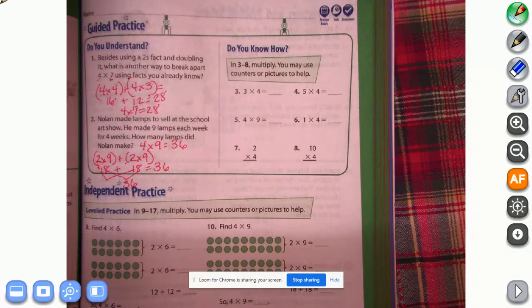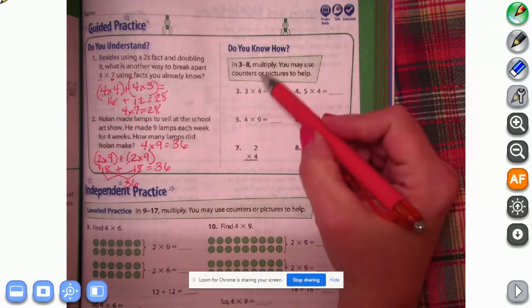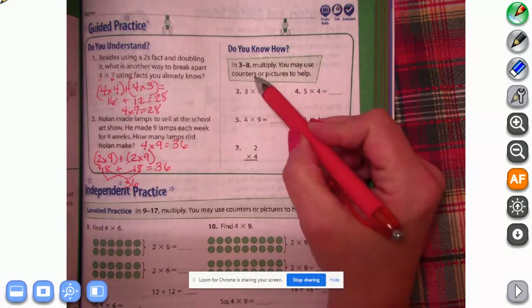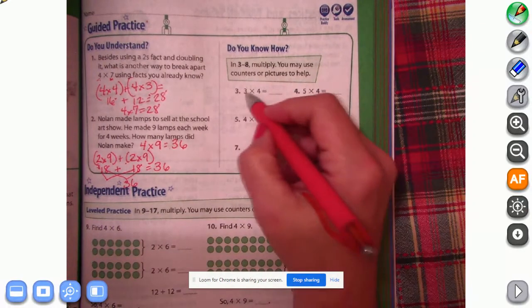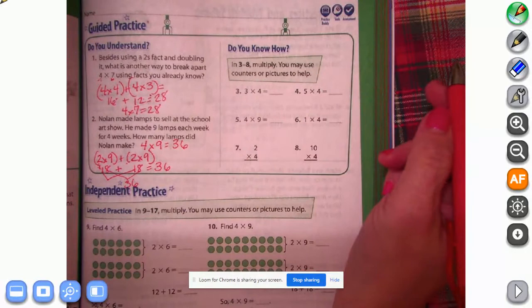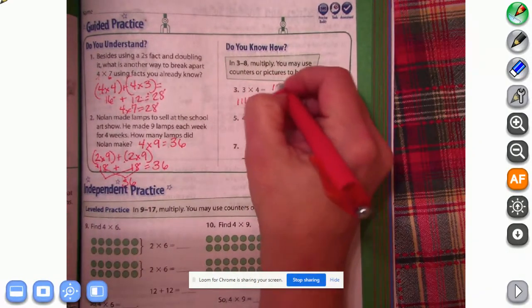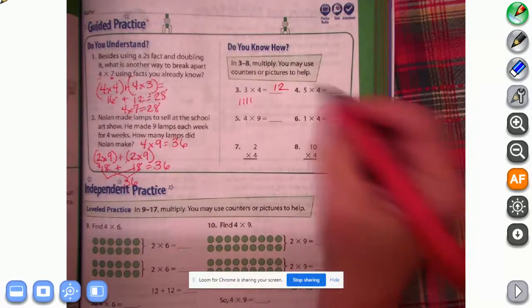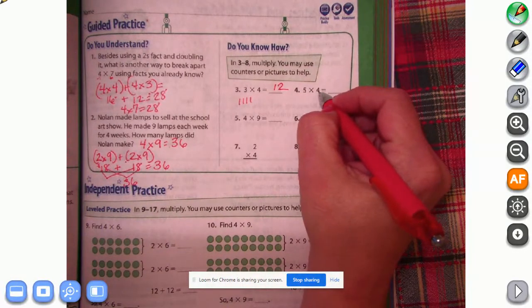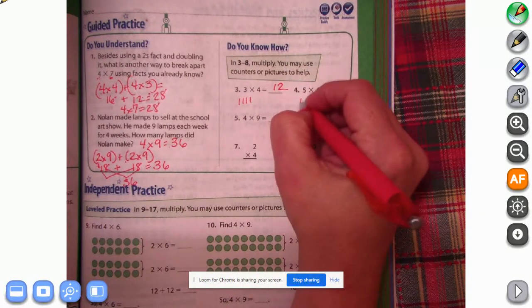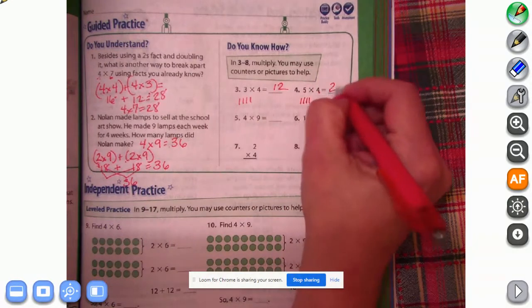And we're back to doing numbers 3 through 8, multiply. You may use counters or pictures to help. So 3 times 4, 3, 6, 9, 12. 5 times 4, I can count by 5s 4 times, 5, 10, 15, 20.